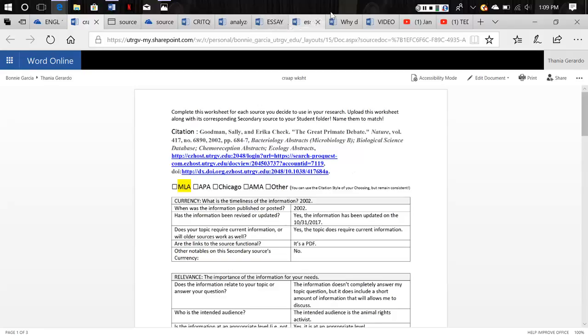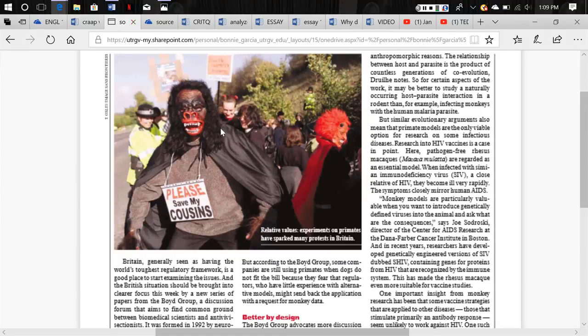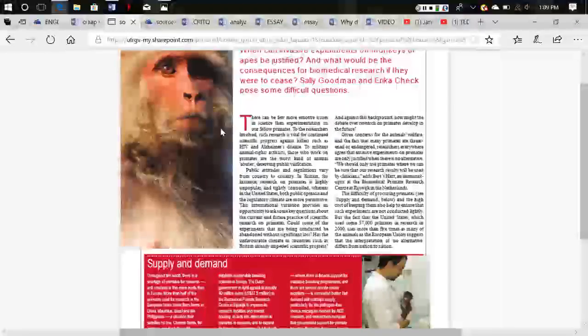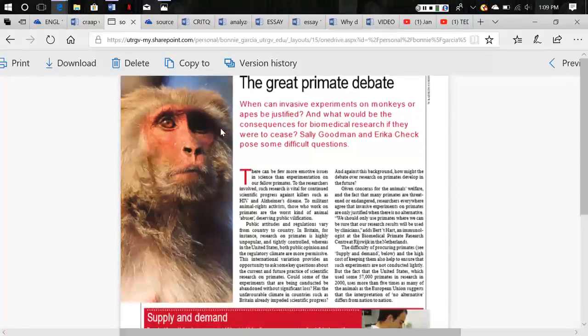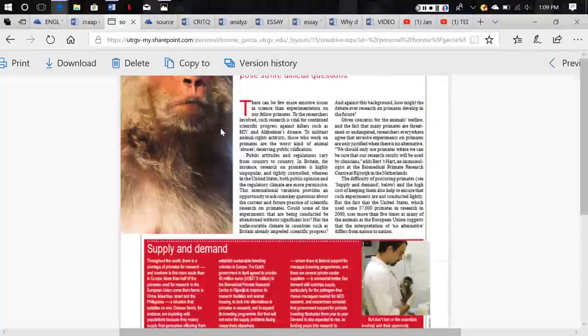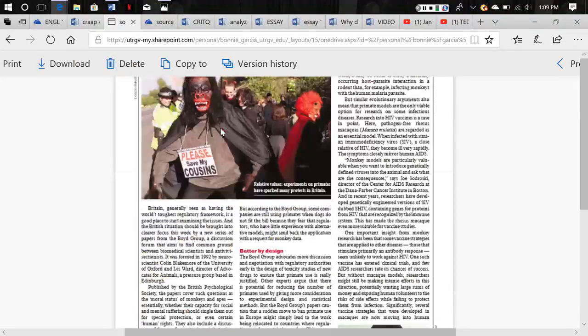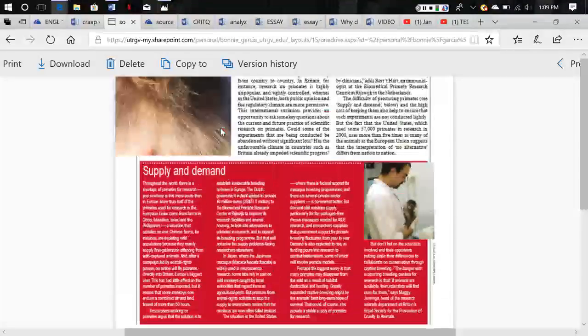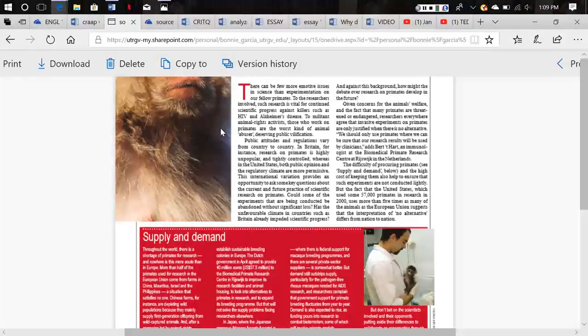My research question was, why do scientists conduct experiments on endangered species? My sources didn't really go straight to the point. They didn't go straight to explaining, oh, they did this because of this and that. No. So I have an example here. This is the Great Primate Debate, and this article just talked about curing HIV and Alzheimer's disease using primates, which are monkeys, gorillas, animals like that. That's all it focused on, just the monkeys. It didn't focus on the fact that they're already endangered. No, it would explain that these monkeys are becoming endangered because of the tests being done on them.